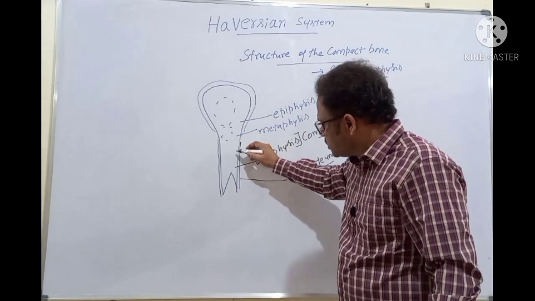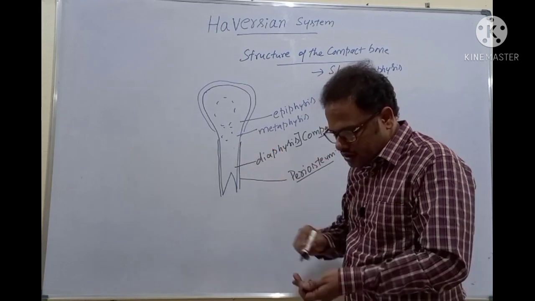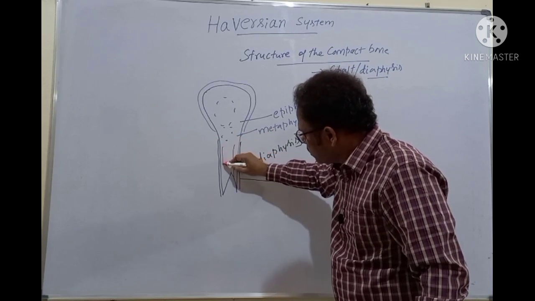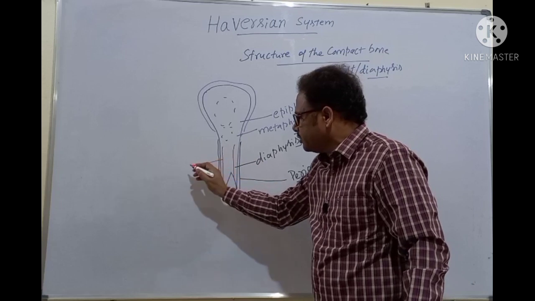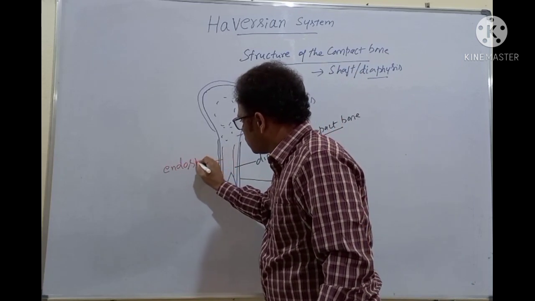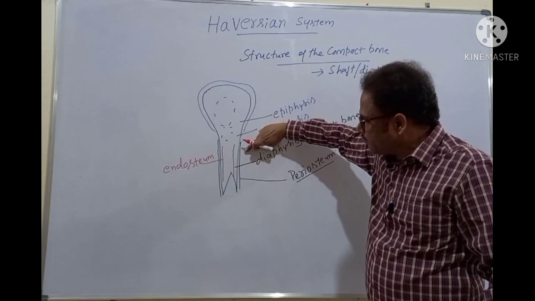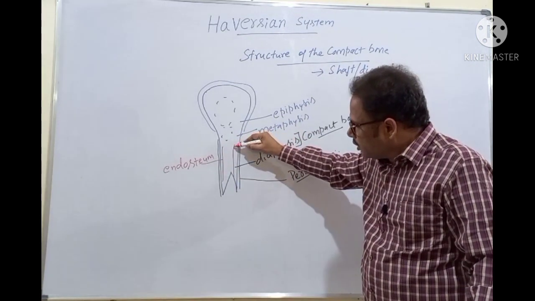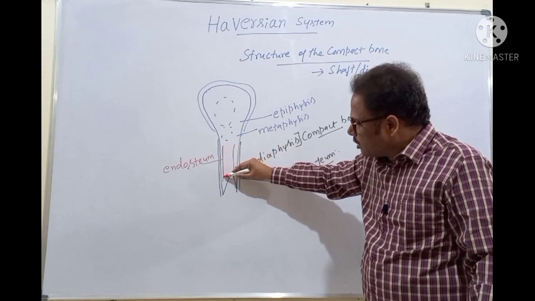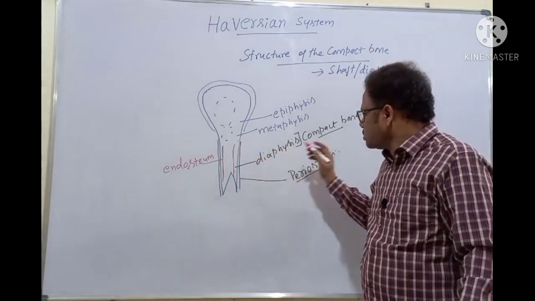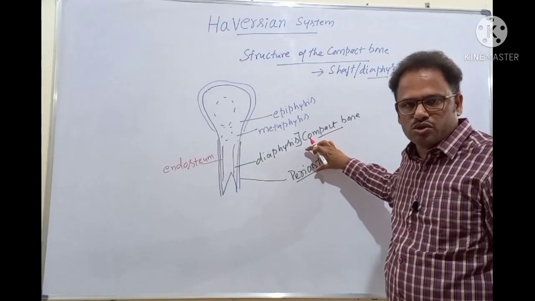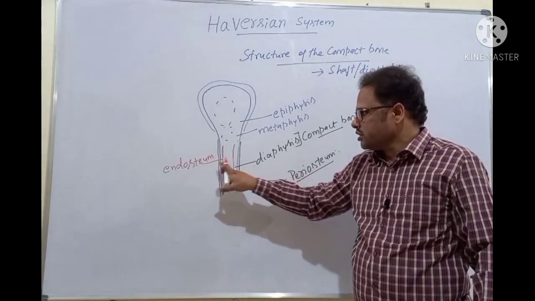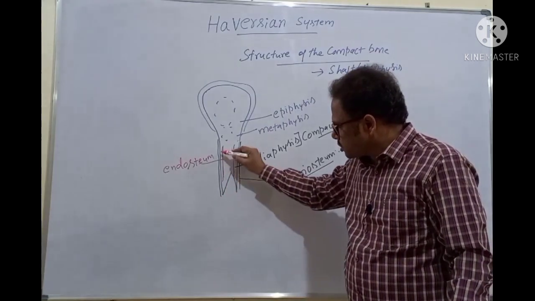Inner to this diaphysis, what is present here? Another sheath is present, and that's called the endosteum, which I had drawn with the red. Periosteum is the outer one, whereas endosteum, endo means inside, peri means outside. The endosteum also comes under the dense irregular fibrous connective tissue sheath. So the outer dense fibrous irregular connective tissue sheath is called periosteum, and the inner one is called the endosteum. Clear, students? This is the structure of the compact bone.